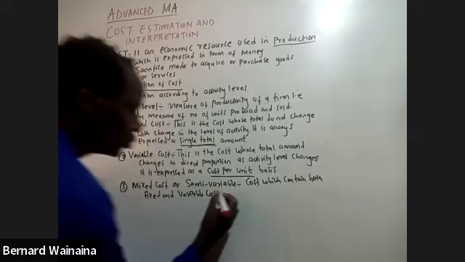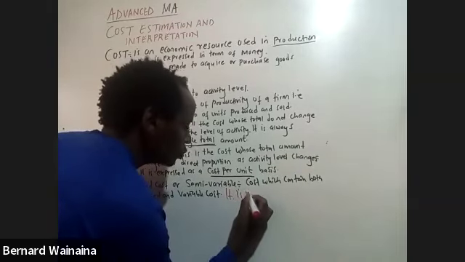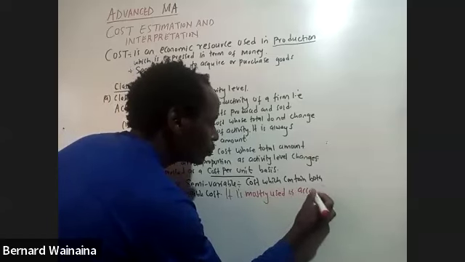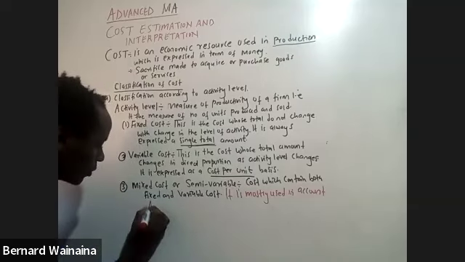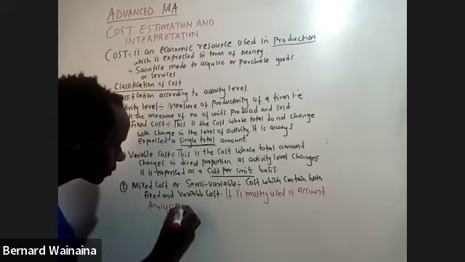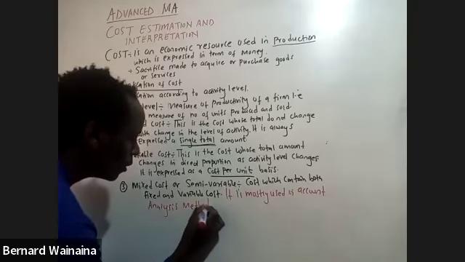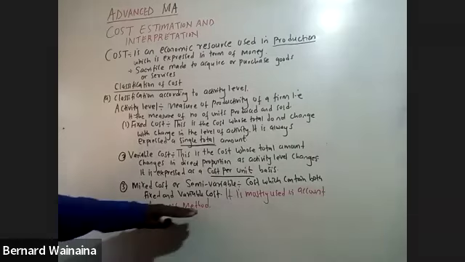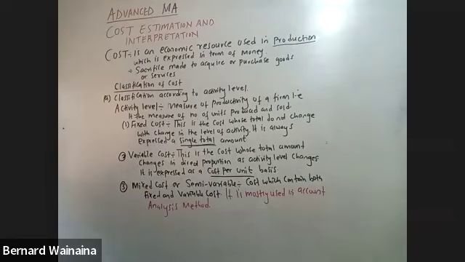It is mostly used in account analysis method. This is one of the methods of predicting cost. I will not talk about it because you remember it from your MA. Sometimes you can also use the high-low method in such a scenario. But for now, that is all about classification of cost according to the activity level.